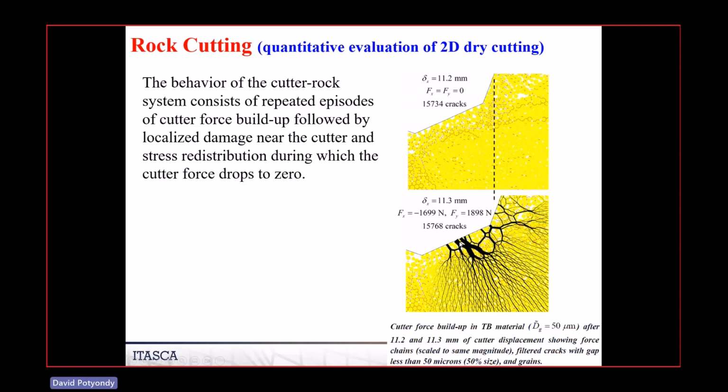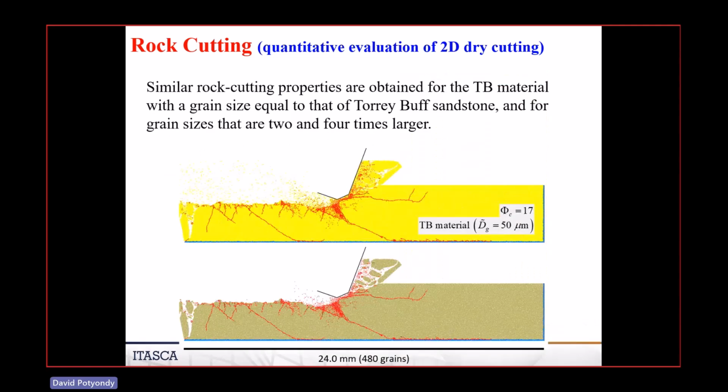We take this thing and we push it a little farther, and suddenly, presto, the forces go to near zero because there's this brittle breakage, and then this granular system rearranges itself. This is actually going the other way. This is a displacement of 11.2, no load. We go a little farther, the load builds up. We go a little farther, it goes down to zero. This is why you keep getting this buildup, localized damage, stress redistribution, just like in the real system.